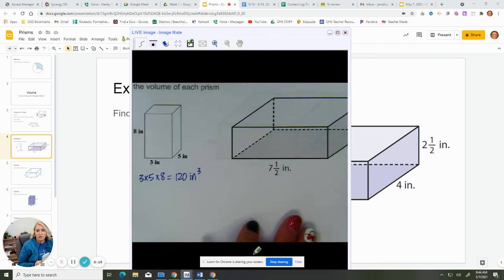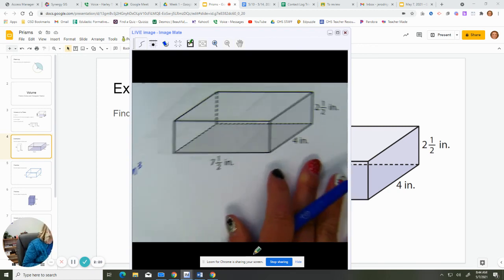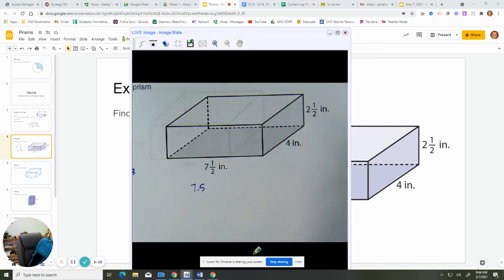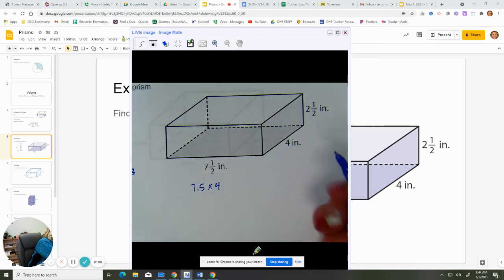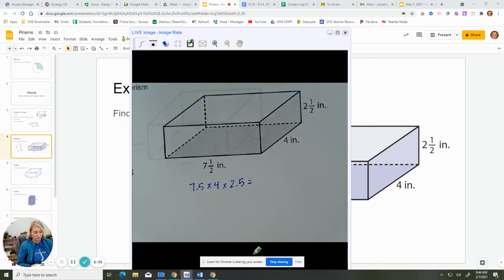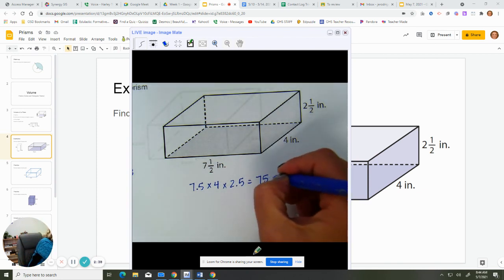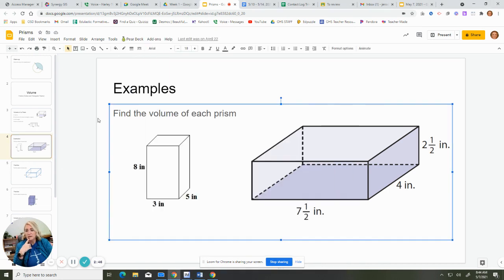Okay. Now we're looking at this other one. We have the area of this base, and the base is 7.5 times 4. This side times this side is the base, and then times the height, which is 2.5. So if we take that and multiply it together, we get 75, and again, inches cubed. Everything should be in cubic inches. Okay, so I'm going to have you guys practice a couple, and then we'll move on to triangular prisms.